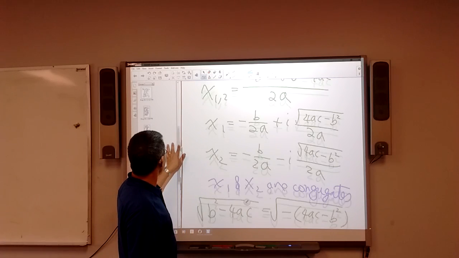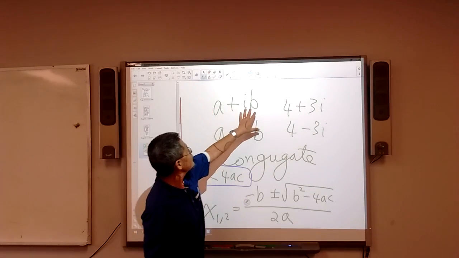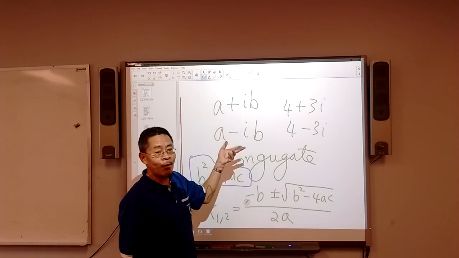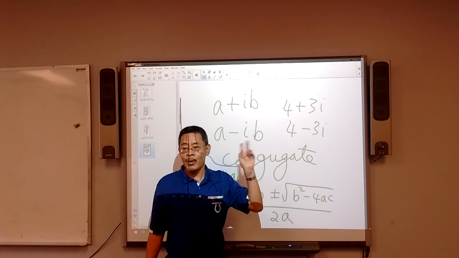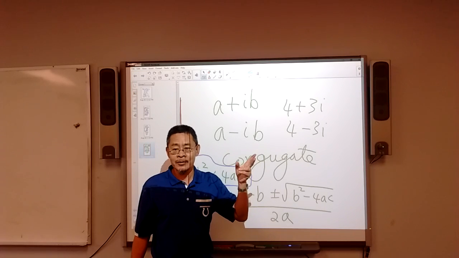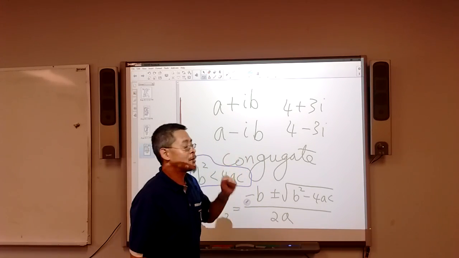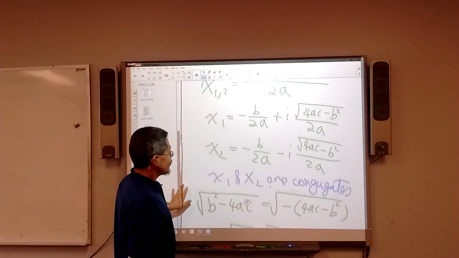Conjugate just means that they have the same real part, same imaginary part. The only difference is one is plus, one is minus. They always go in pairs. Later on you'll learn that for polynomial functions, if they have complex zeros, they all come in pairs. They're never single, always paired. So they're always conjugates. All right, we good?